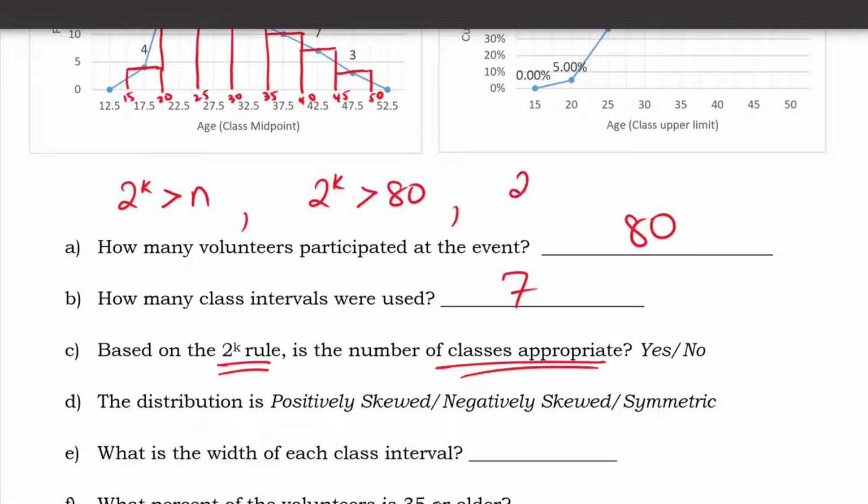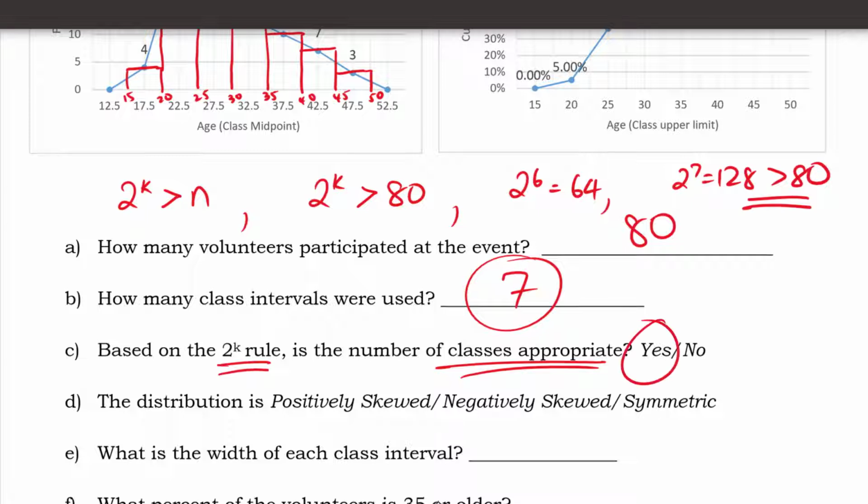So if we take 2 to the power of 6, for example, that's going to be 64, which is not greater than 80. 2 to the power of 7 is 128, which is greater than 80. So the smallest k that will give us a value greater than 80 is 7. And guess what? 7 class intervals were used. So based on the 2 to the power of k rule, the number of classes is appropriate, and that is 7.